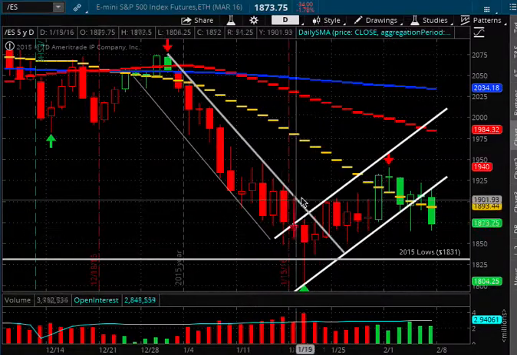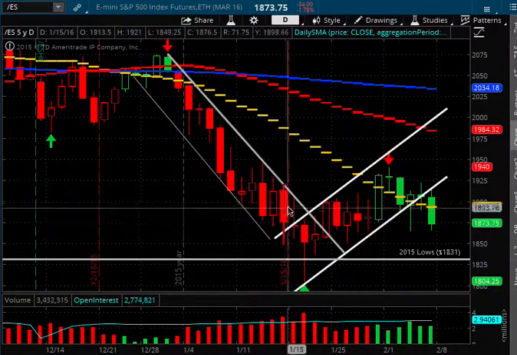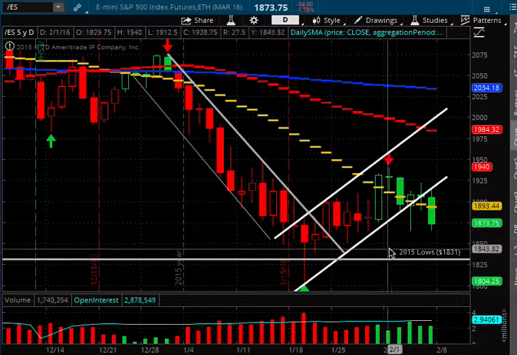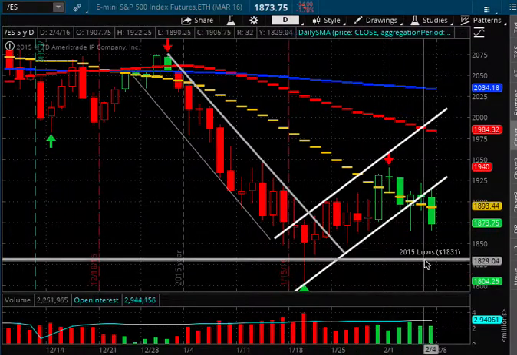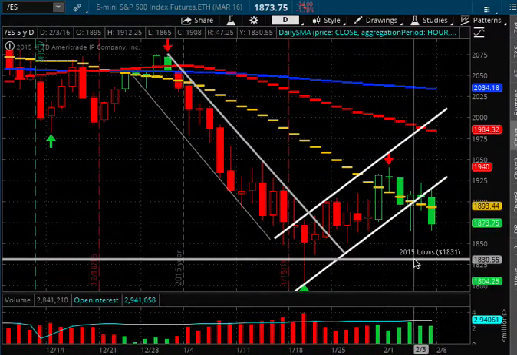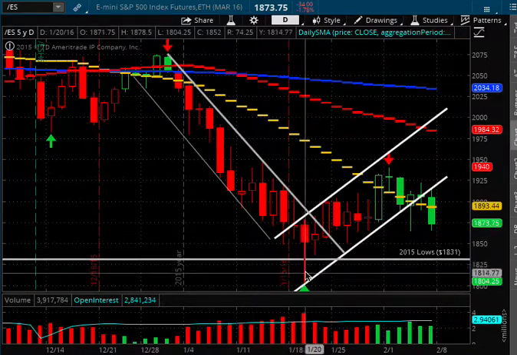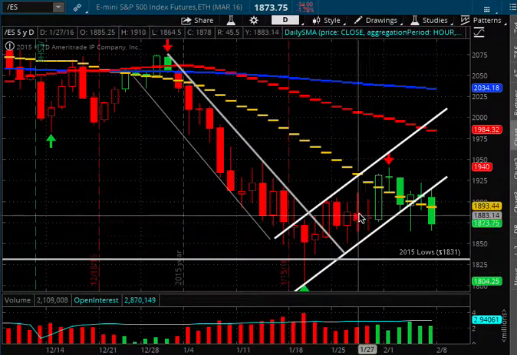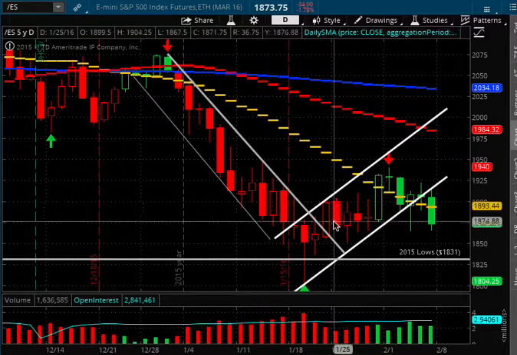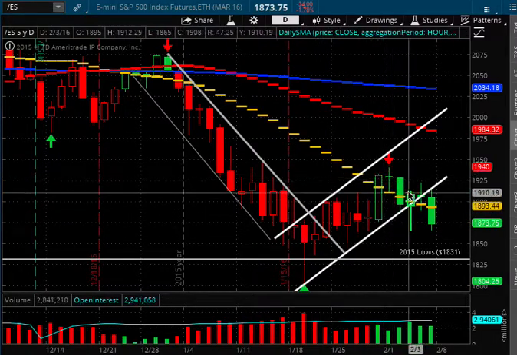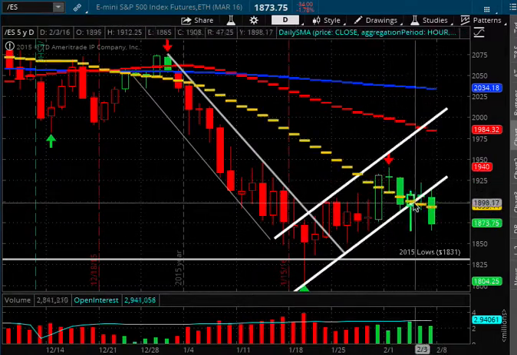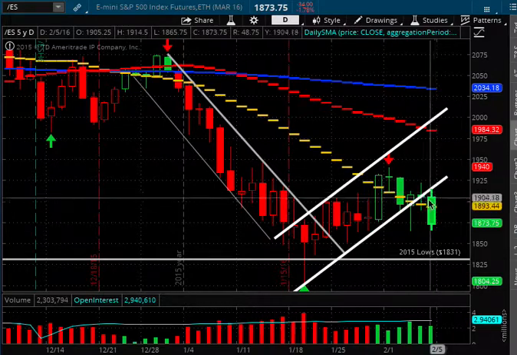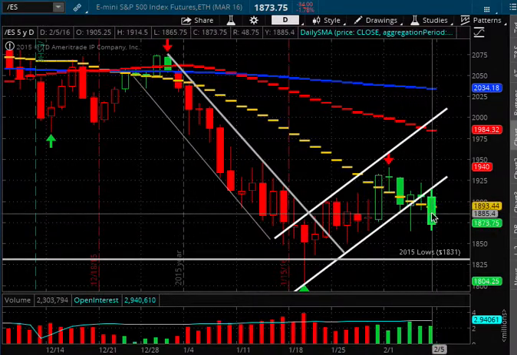Usually when you see a hammer, the trend changes. We got a hammer here. We got a hammer at the 2015 lows. So we hit support. We started to rise up. And it looks like we were staying within the channel. And then yesterday, we closed beneath this channel for the first time, which is making a lot of people panic.